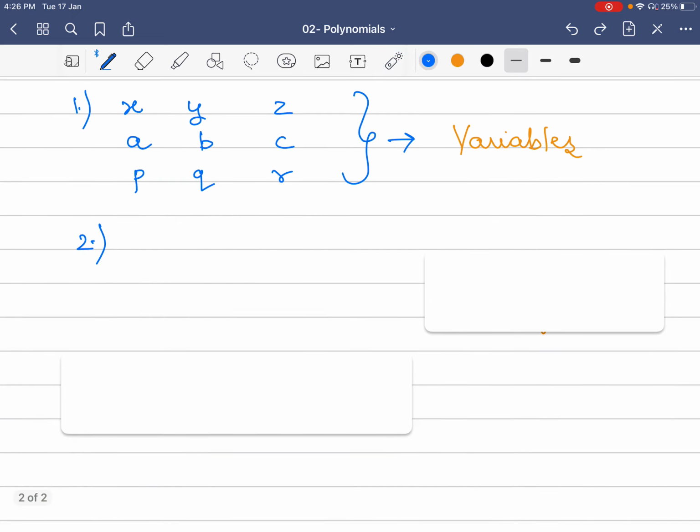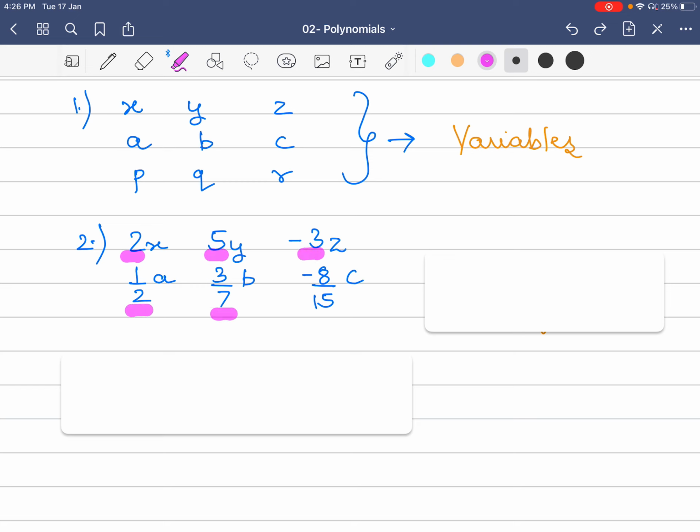and we will write something like 2x, or 5y, or minus 3z, or let me also use fractions here, rational numbers here. I can write 1 by 2a, or I can write 3 by 7b, or let me write minus 8 by 15c. Okay, now as you can see, these variables x, y, z, or a, b, c have got a constant. So this variable has got a constant here. These are the constants that have got attached to the variable.